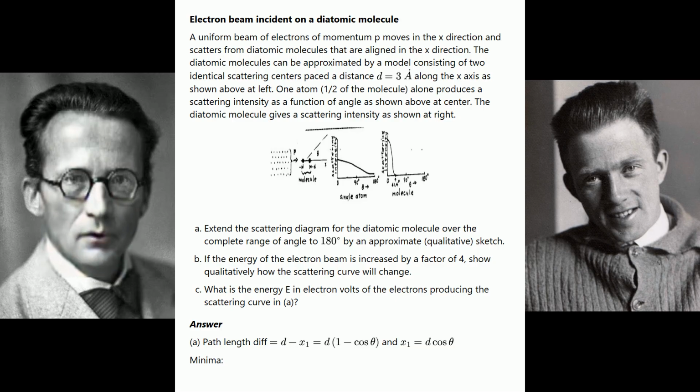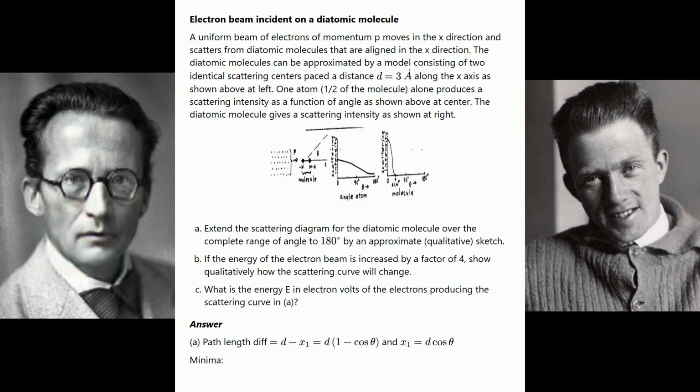The diatomic molecules can be approximated by a model consisting of two identical scattering centers placed at distance d equals 3 times a along the x-axis, as shown above at left. One atom, one half of the molecule, alone produces a scattering intensity as a function of angle as shown above at center. The diatomic molecule gives a scattering intensity as shown at right.